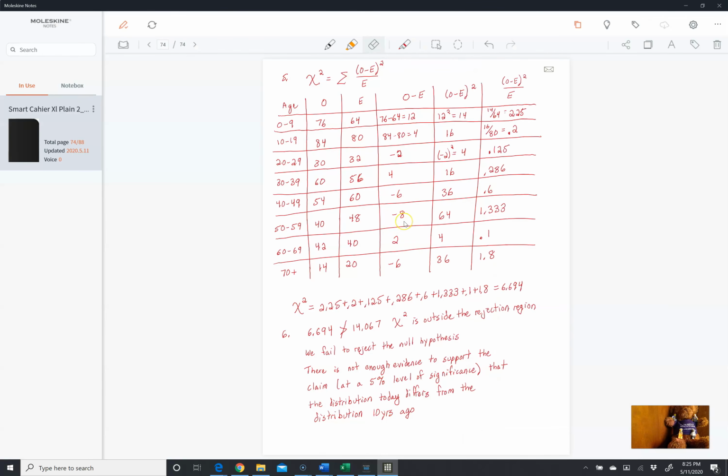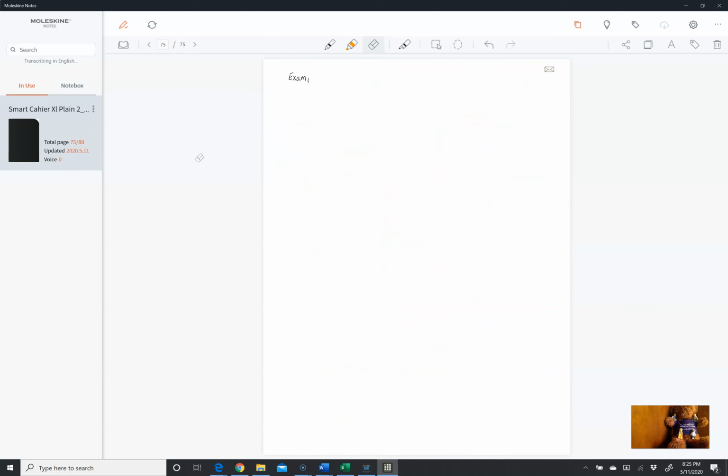Okay. Let's do one last one, and then we're done. And I encourage you to pause the video and do this one on your own, and then you can follow the video and see if you did it correctly. Okay. So this one is slightly different in the sense that it says the expected distribution is uniform. And uniform, the only difference is that it means that every expected frequency is the same.